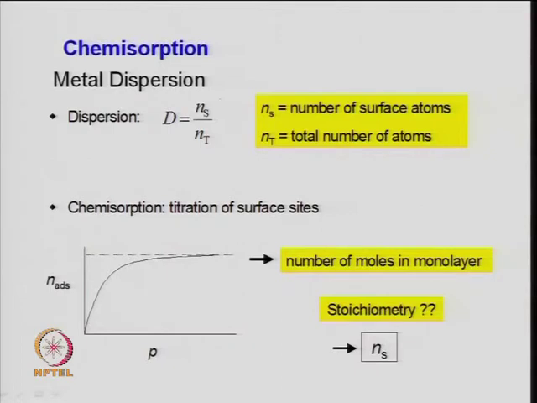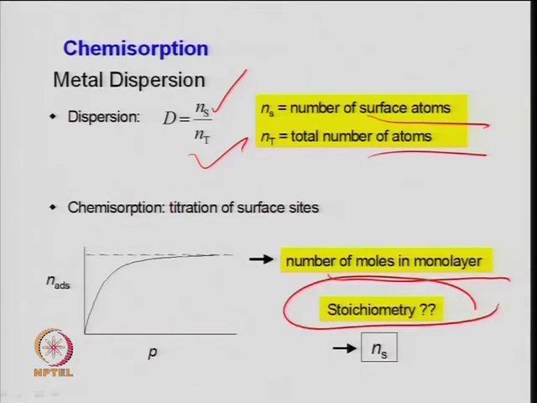So, dispersion we have talked about, fractional dispersion, number of surface atoms divided by total number of atoms, then multiplied to get a percentage. Chemisorption we have seen, which can be written in terms of volume or in terms of number of molecules adsorbed as a function of pressure. So, the number of moles in the monolayer can be calculated, provided you know the stoichiometry. Stoichiometry means whether it is associative chemisorption or dissociative.